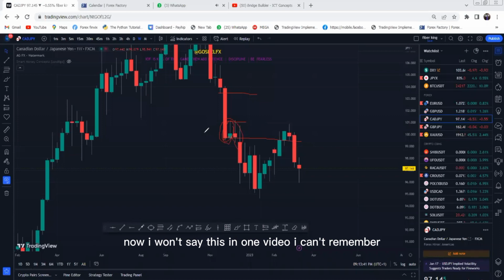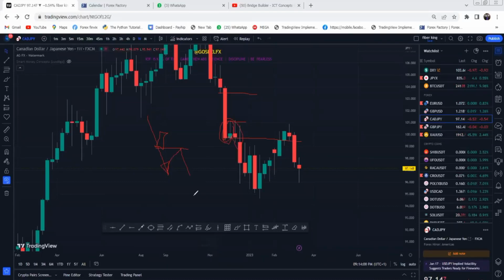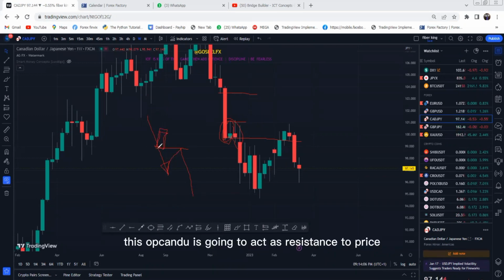Now, I once said this in one video, I can't remember. I once said that if price is on a downtrend, especially on higher time frames, any up candle against this down movement is going to be acting like a resistance to price. Which means that as price is dropping down, and then you see a lone up candle, this up candle is going to act as resistance to price. You resist price and you force price to continue down.